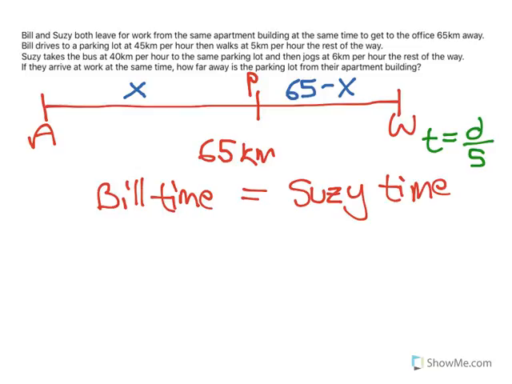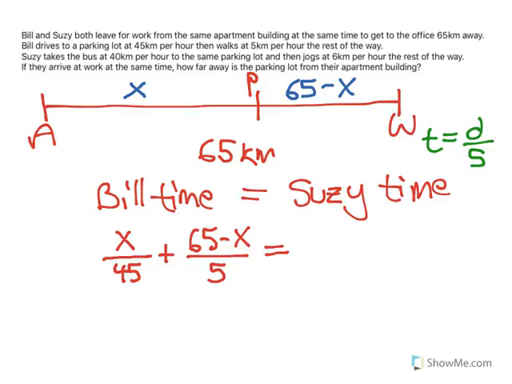So let's look at Bill's time. For the time between the apartment and the parking lot, Bill is going at 45 kilometers per hour. So we know the distance is X, because that's the distance we're saying to the parking lot, over 45. That's the time he spent in the car, plus 65 minus X, that's the distance he's going to walk the rest of the way at 5 kilometers per hour.